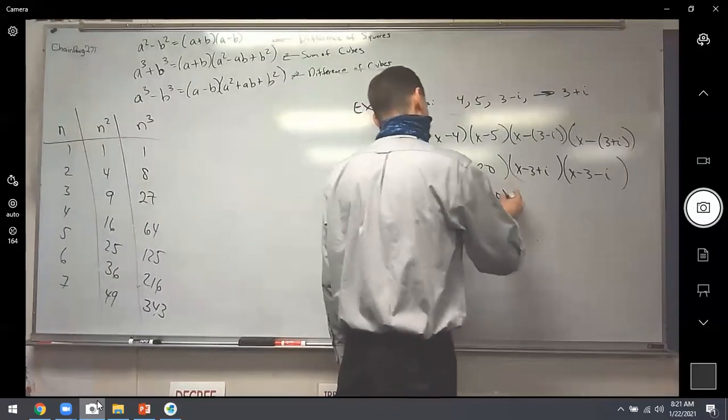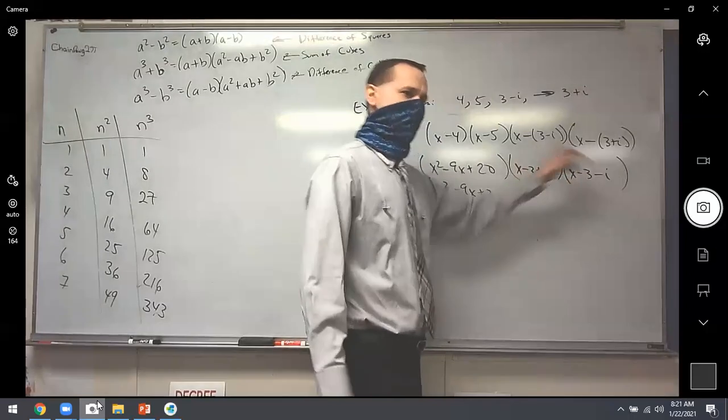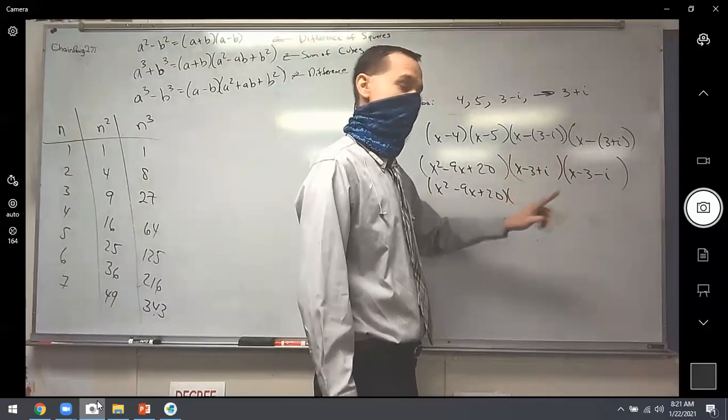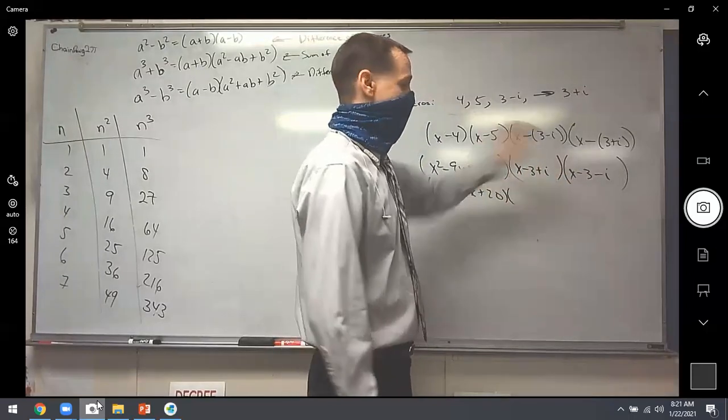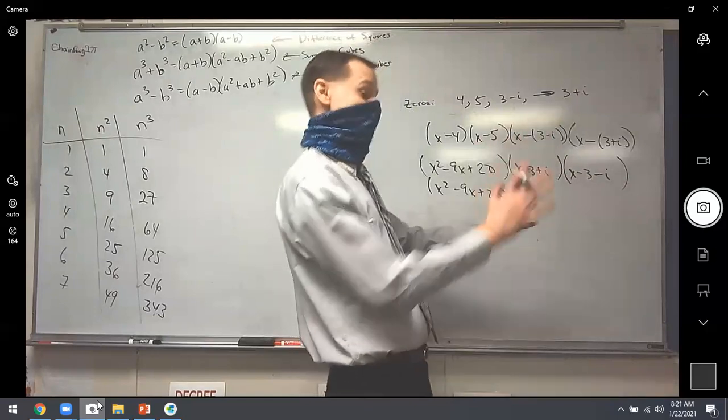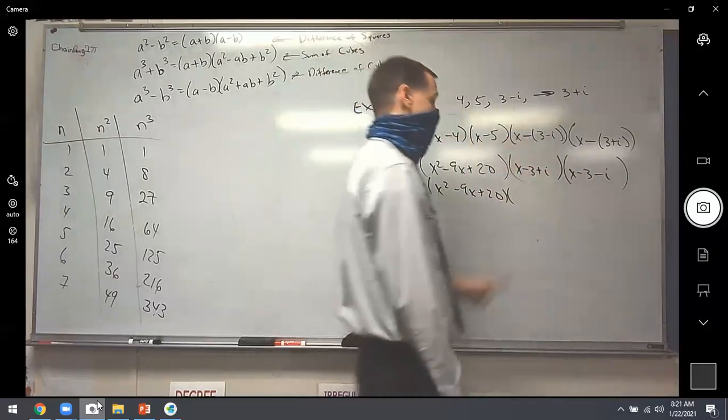Now, this is going to be the nice thing. You know what happens with conjugates? Usually things clean up to be nice and real if you have conjugates. And that's what's going to happen on these two. If I'm patient and distribute these two out together, I'm going to get something nice and real, and there'll be no i's left. So here we go.